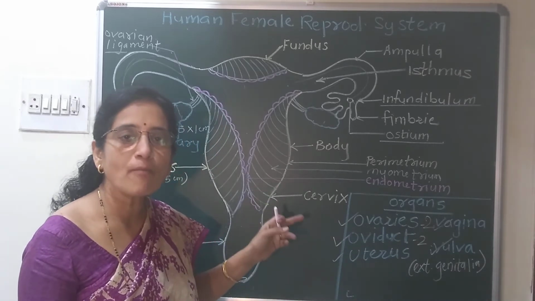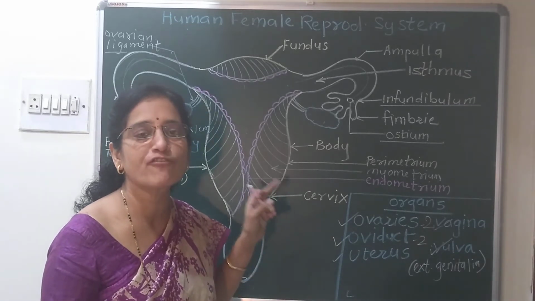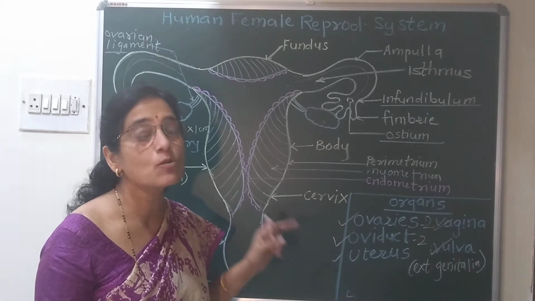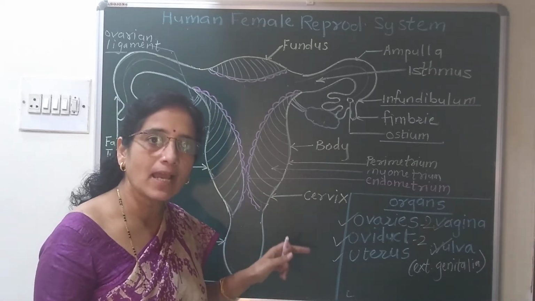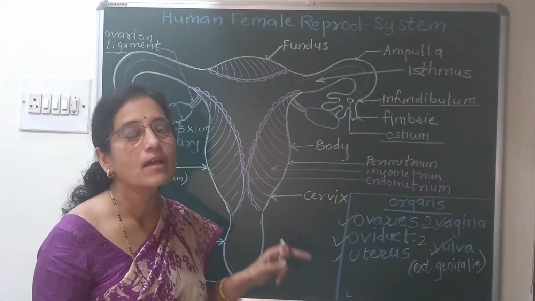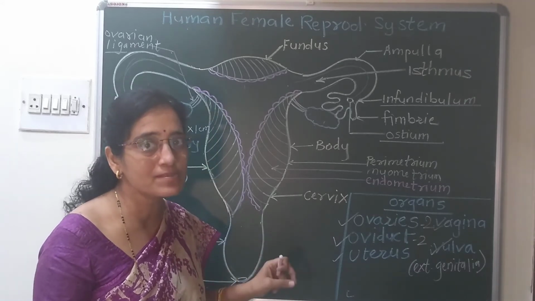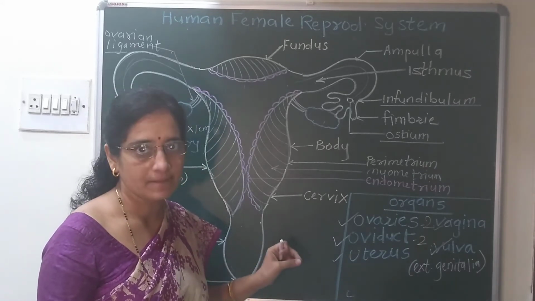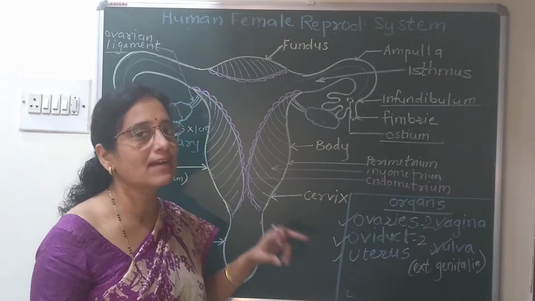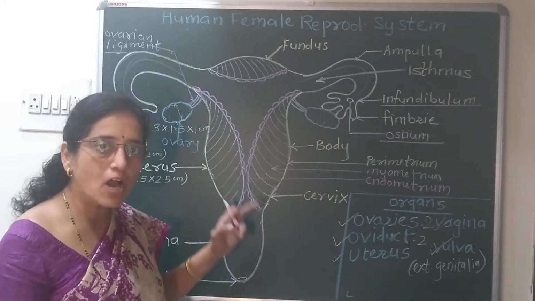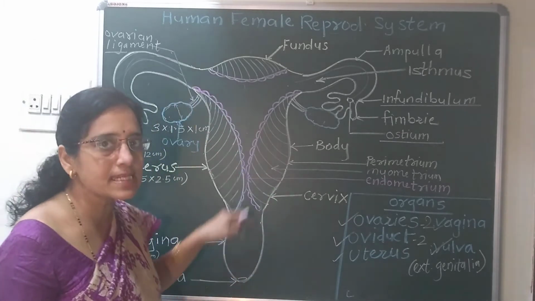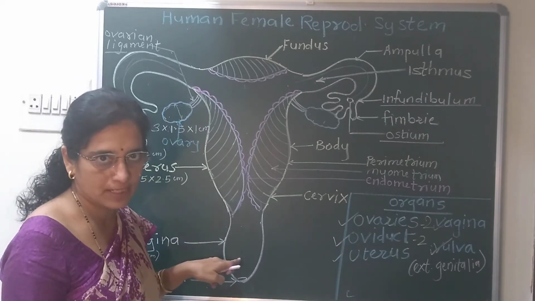Ovary performs the function of production of the female gamete, that is the ovum. Along with that, ovary also produces female sex hormones, like the testes. We'll study that in our next part. Just now we'll complete the system of female reproduction.